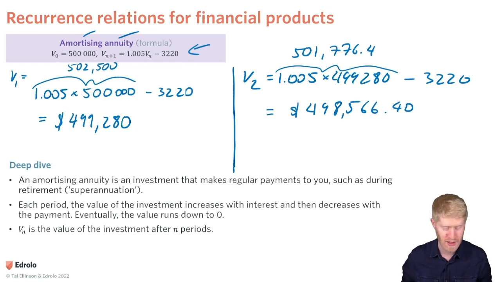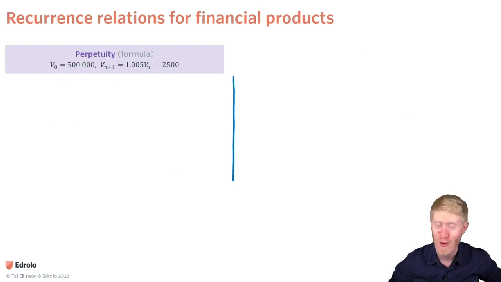These are some notes to summarize those key ideas. We're going to look on to the next financial product. All right, now we have something called a perpetuity.